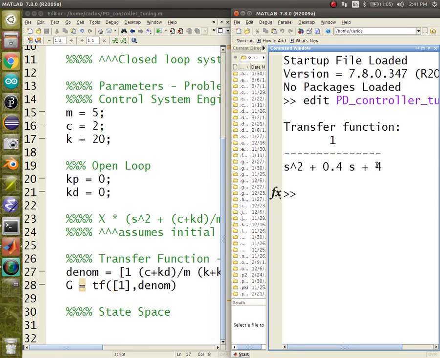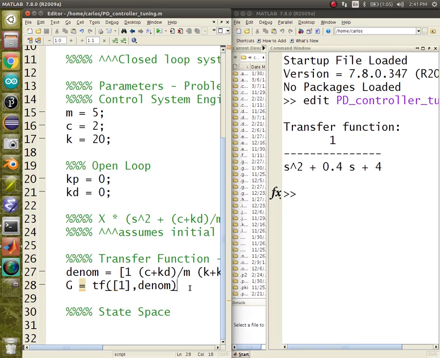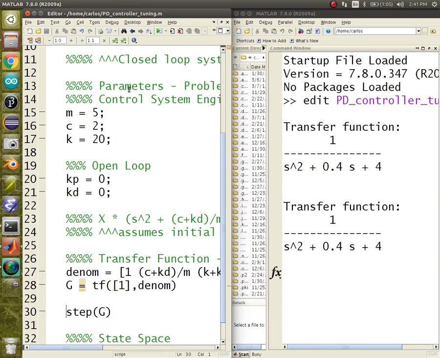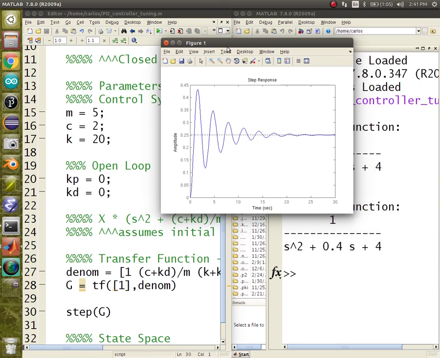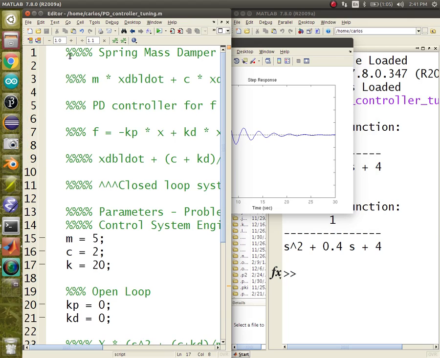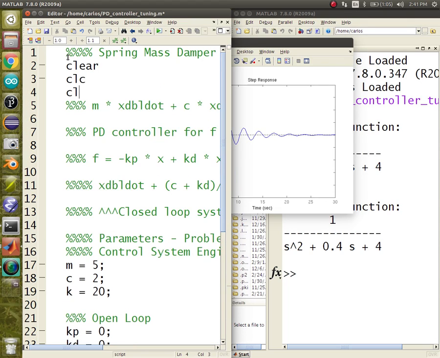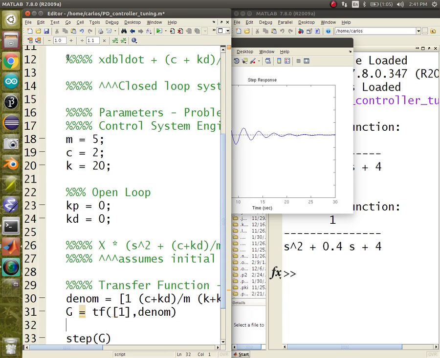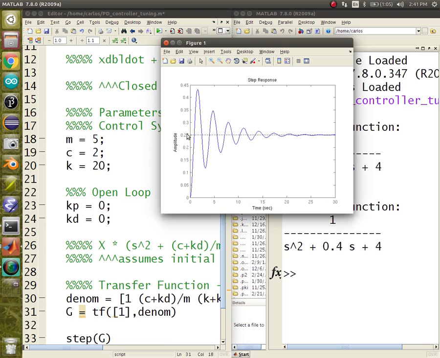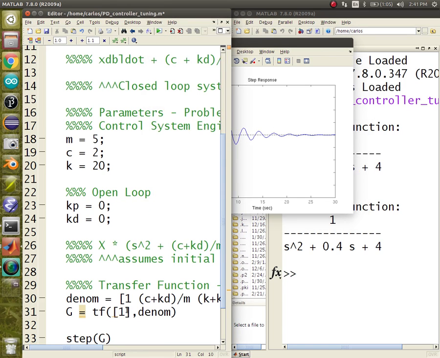So if you recall, if I want the step response, I'm just going to throw in a step g here, and I'm going to run this. It's going to show me this. And if you notice, the amplitude only goes to 0.25. So first thing that I want to do is I'm going to throw a clear, a CLC, and a close all in here. And if I want this thing, rather than going to 0.25, I actually want it to go to an amplitude of 1.